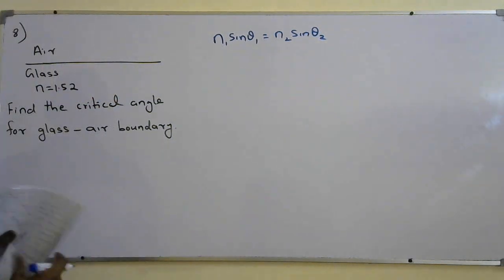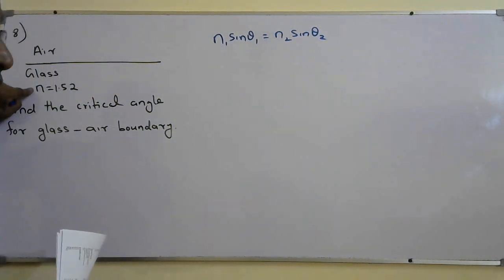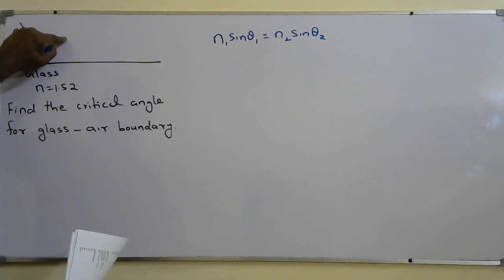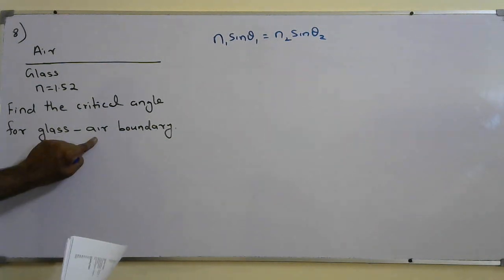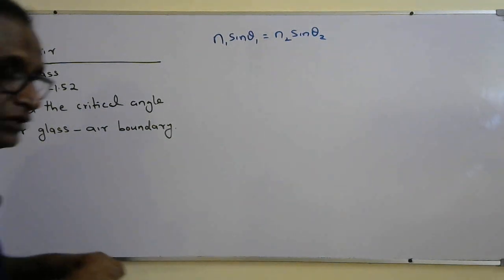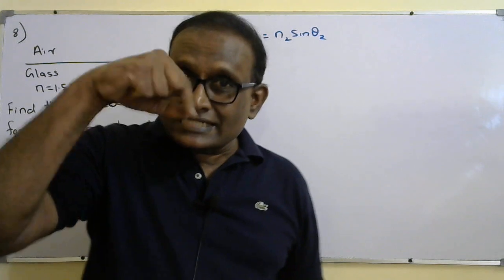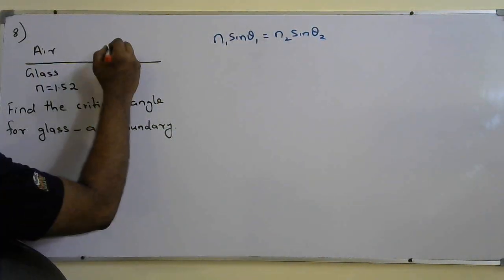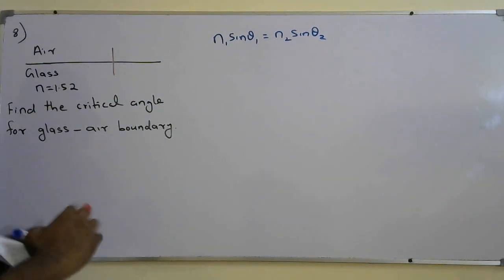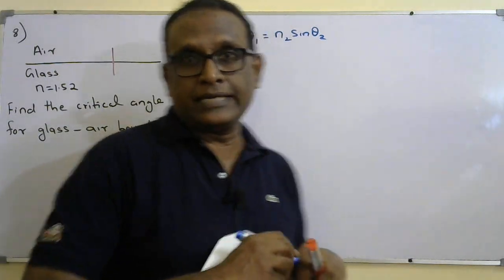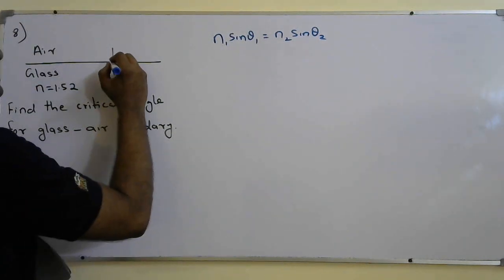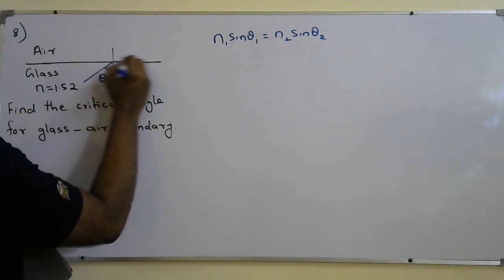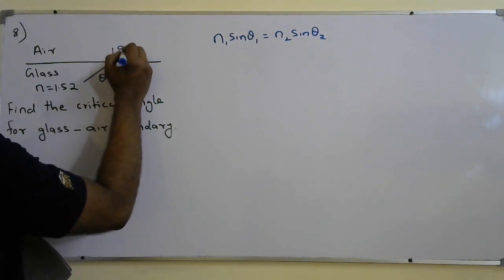We know that the refractive index of air is 1. This is 1.52. A larger refractive index means optically denser medium, so glass is optically more dense and air is optically less dense. In which medium will the critical angle occur? The critical angle always occurs inside the optically denser medium when there is a boundary between a denser and a less dense medium. So the critical angle will occur inside the optically denser medium, which is glass. The other medium is air. So this becomes 90 degrees in n2.